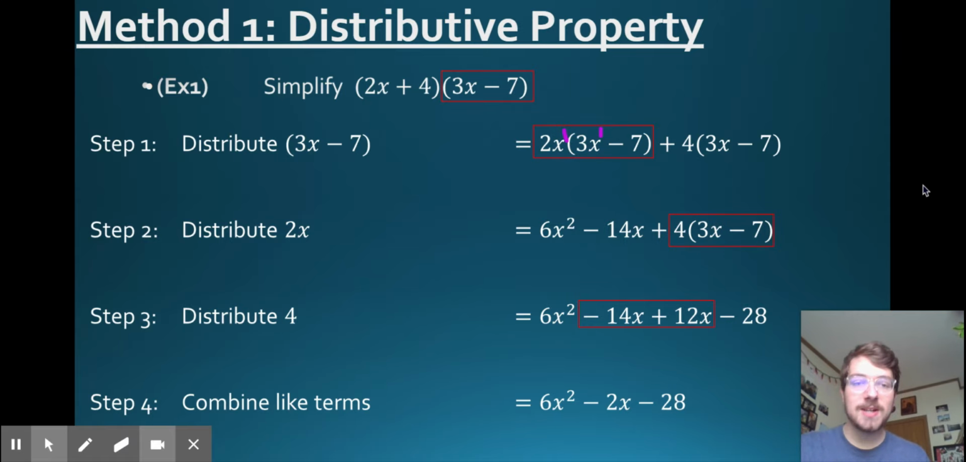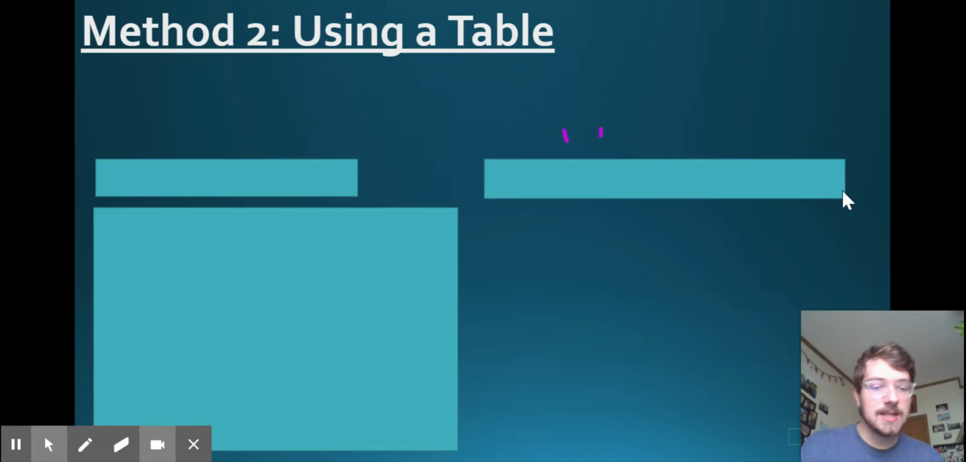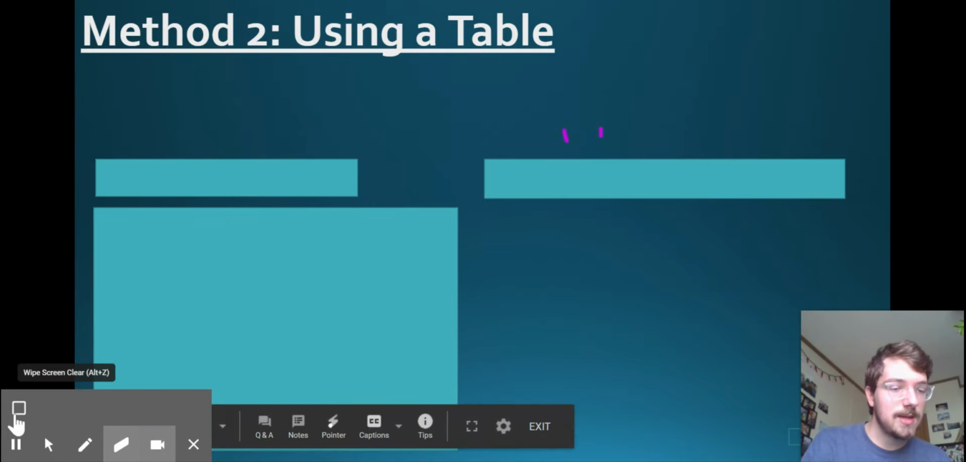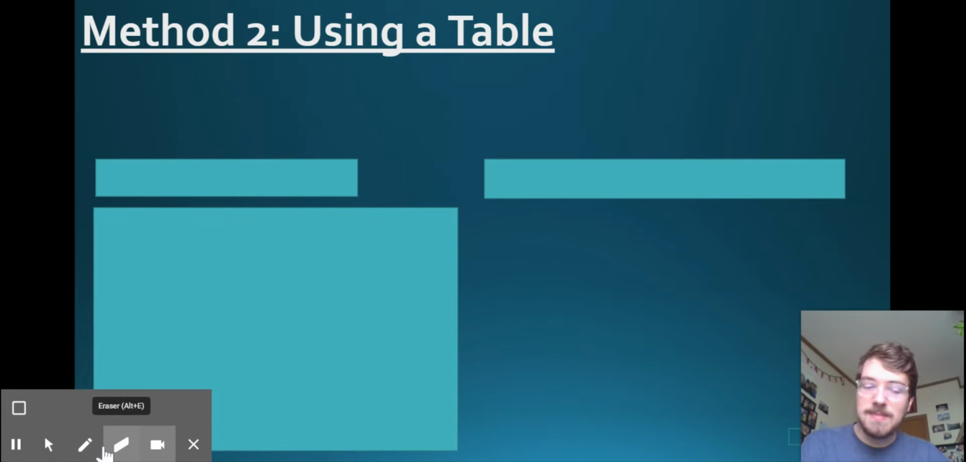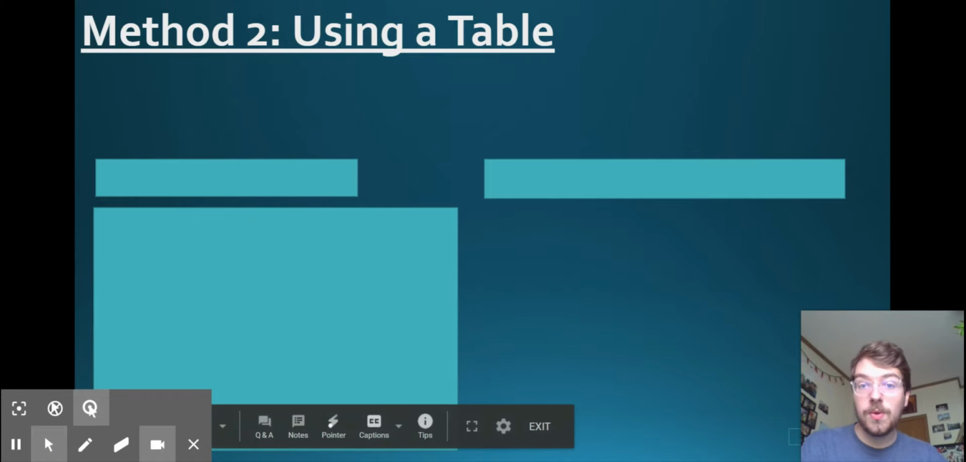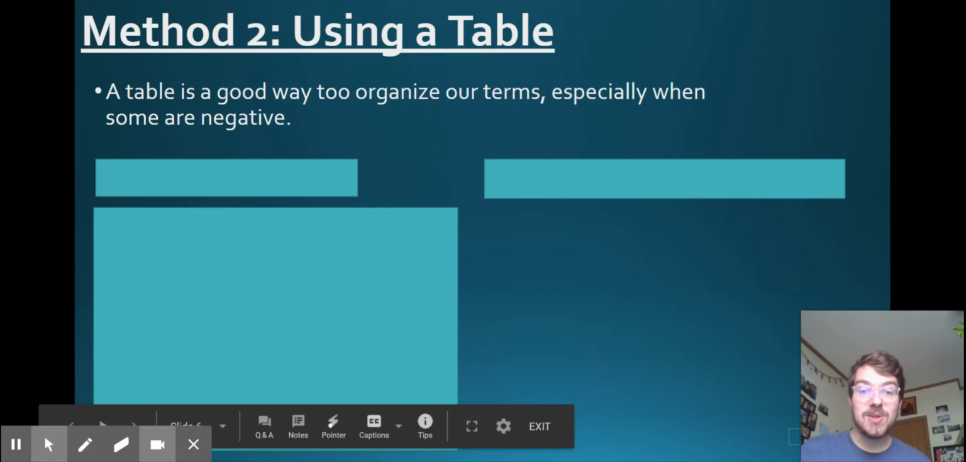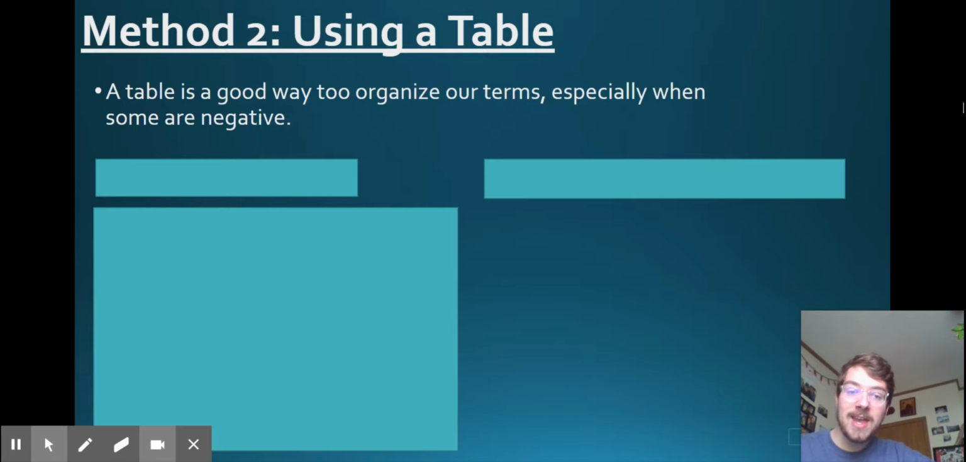So our second option is using a table. And I really like this one because out of all the three methods, I think it's the best visual. I think it's a really good way to organize our terms because when you've got negatives going on, it can be kind of hard to tell what's what, where does the plus sign go, where does the minus sign go? I know you guys give me that question a lot. So a table is really good for kind of parsing that out a little bit.